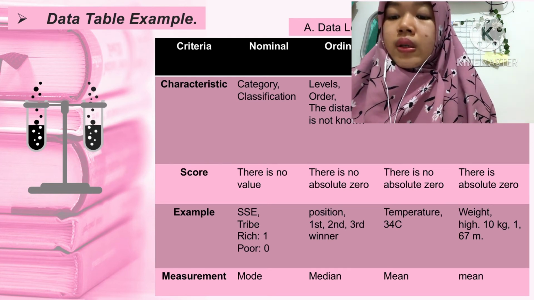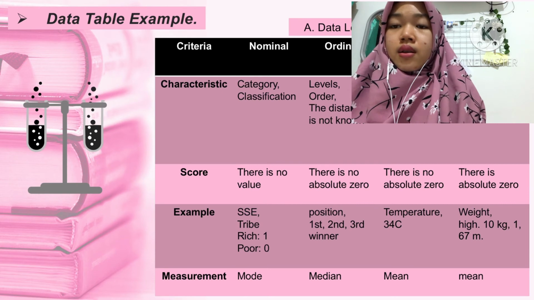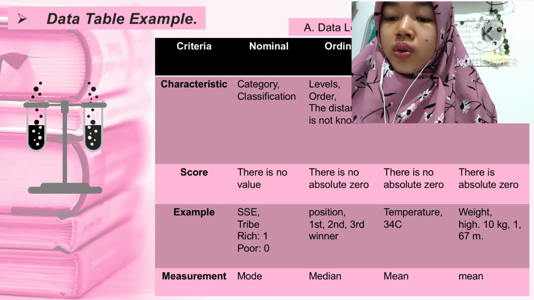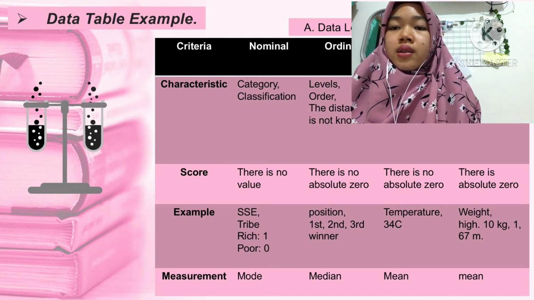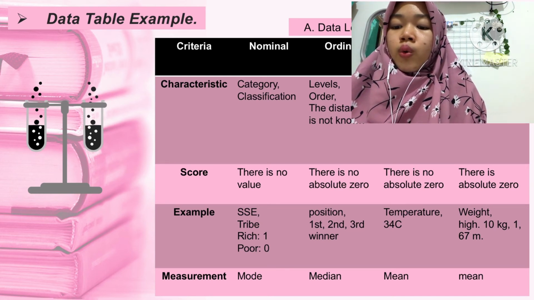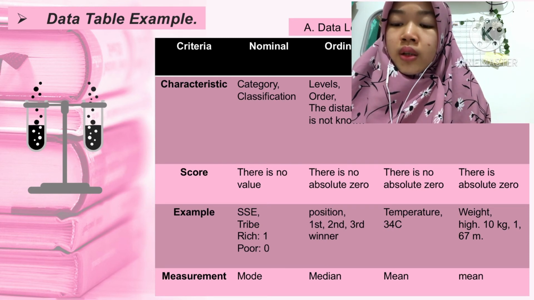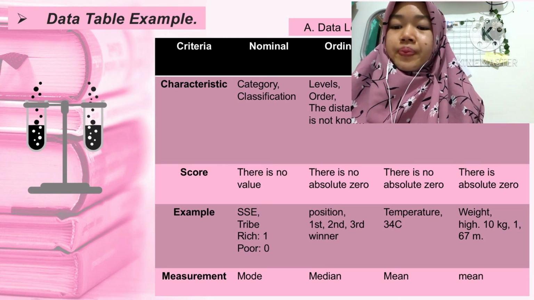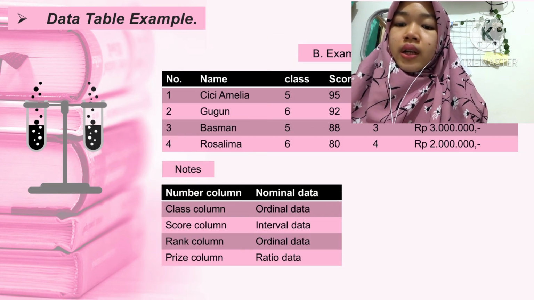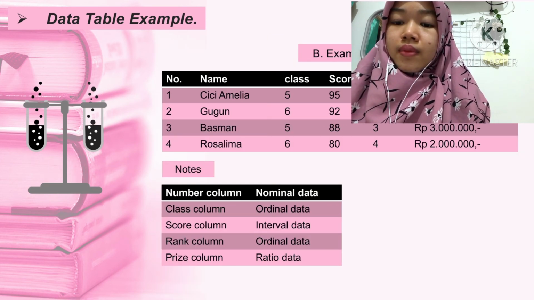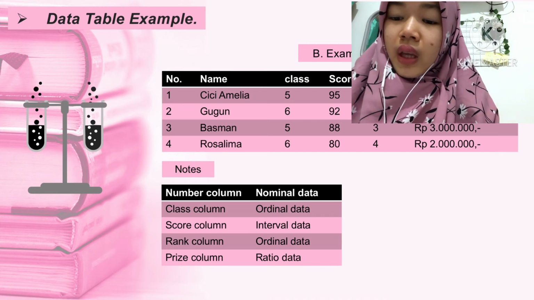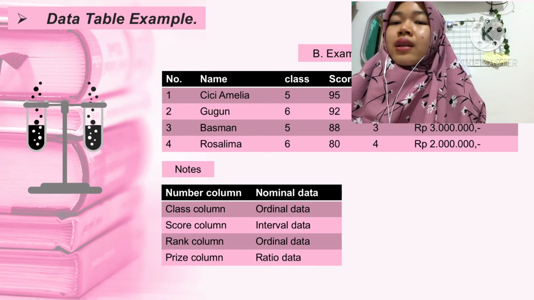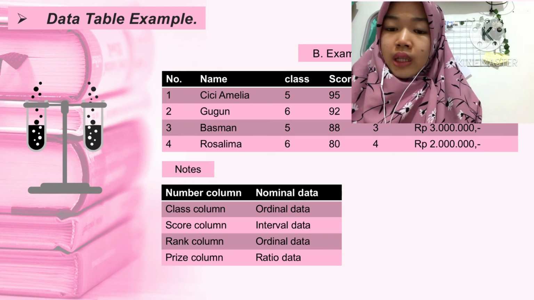The ratio characteristic is rankings. The distance is the same, and the score has an absolute 0. The example is weight 10 kilograms and height 1.67 meters, and the measurement is mean. And on the next slide, I'll give you a clear example to make everything clear.